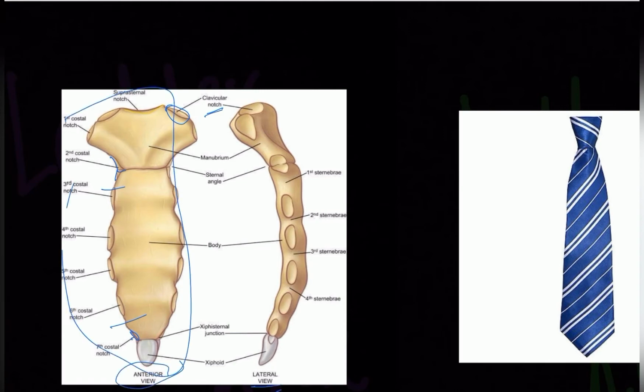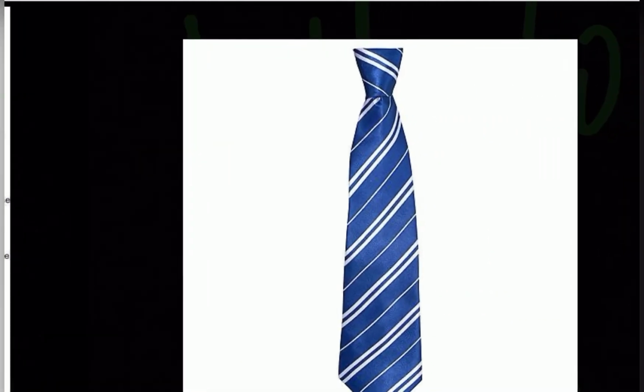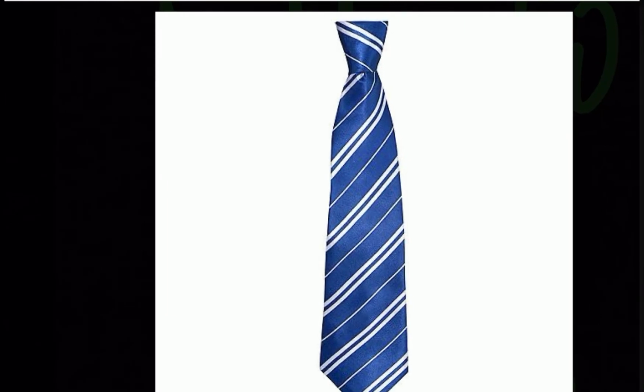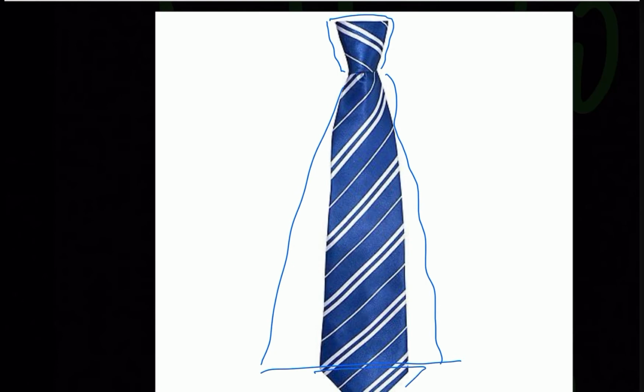Now let's look at the lateral view. From the lateral view, you can see there are facets. These facets are for the costal cartilages of the ribs to attach. Remember it. Now I have this picture of this tie. Everyone wears a tie, so remember this as the sternum. It's very easy. You have this manubrium, then you have the body till here, then you have the xiphoid process.